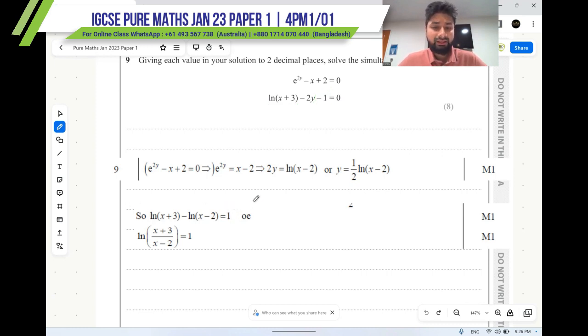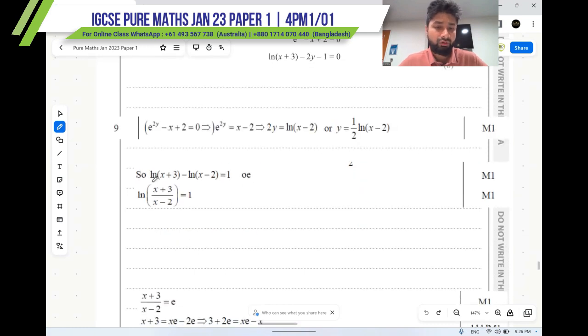You know that when we have ln x minus ln y, you can simply write ln x divided by y. Because if it's in divide mode, then you can even separate it like this. We use this concept in log and ln. Now, instead of writing ln x plus 3 minus ln x minus 2, we can simply write ln one time, and divide, so ln of x plus 3 divided by x minus 2 equals 1.